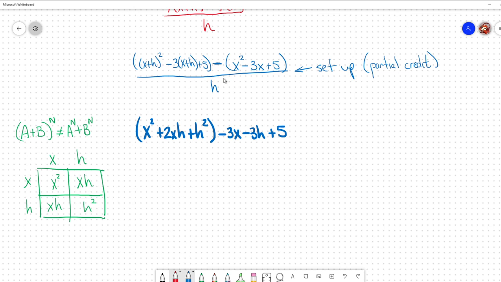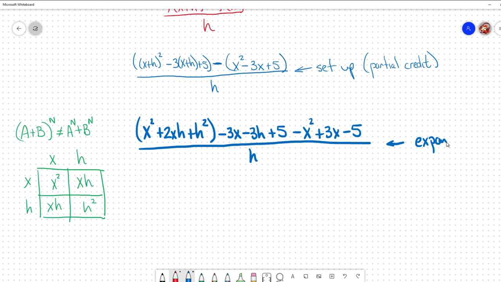Okay. Now in the next part, minus this. So again, another distribution I'm going to have to do. So it's minus x squared plus 3x minus 5. And then don't forget, all that is divided by h. So now in this step here, what am I doing? I am expanding and, let's say, distributing.